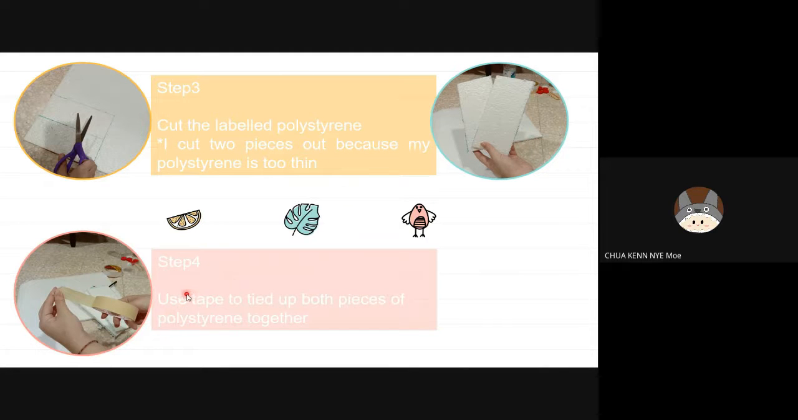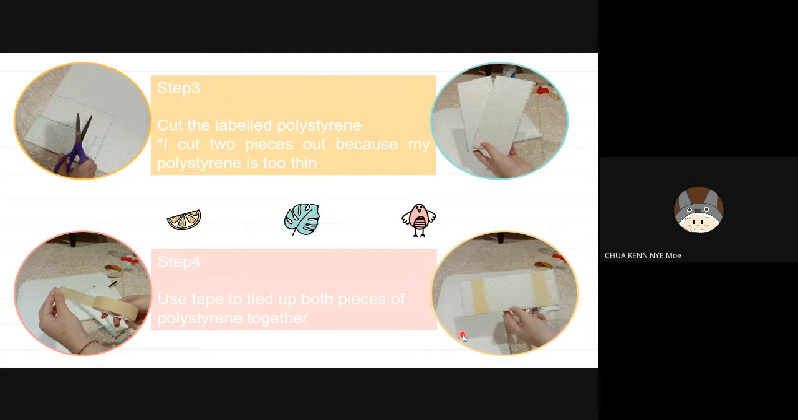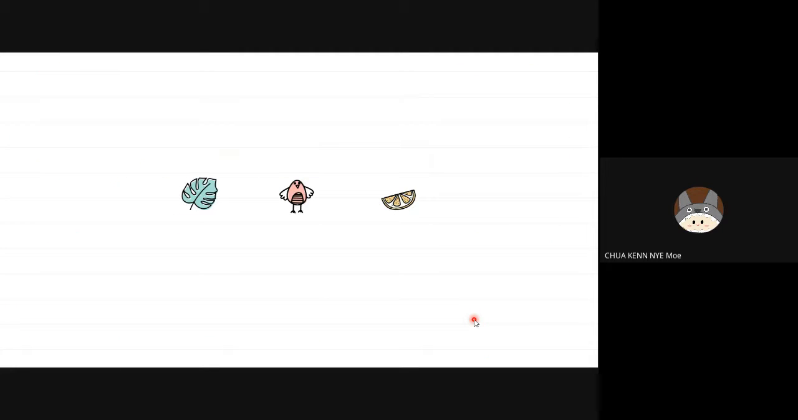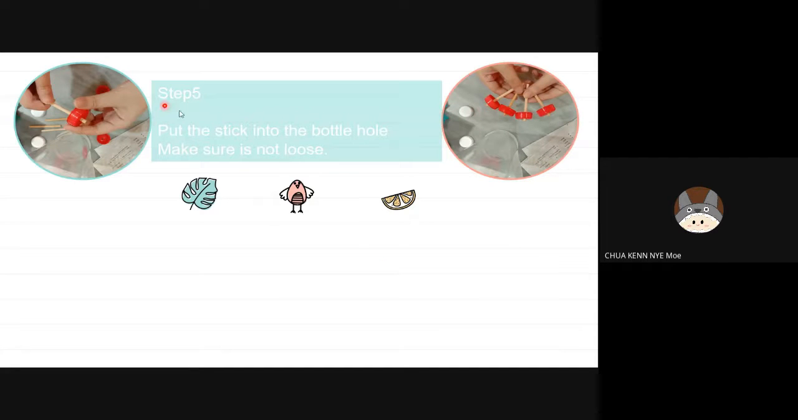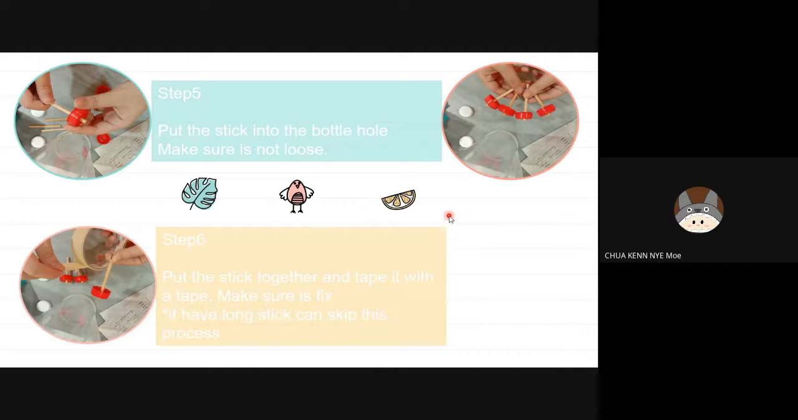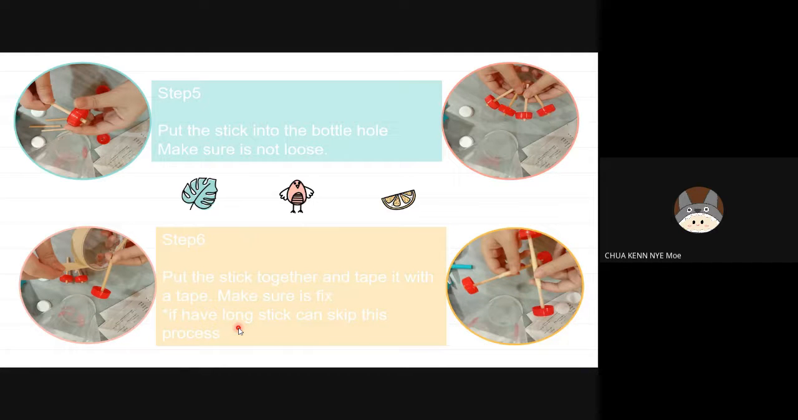And then here's step 4, use the tape to tie both pieces of polystyrene together, like this. Followed by step 5, we need to put the stick into the bottle hole and make sure it's not loose, like this. And here's step 6, we put the sticks together and tape them with a tape, and make sure the two taped sticks are fixed. If you have a long stick, you can also skip this process, like this.